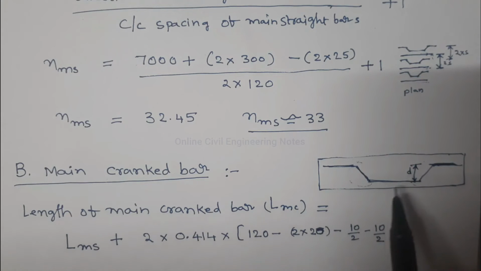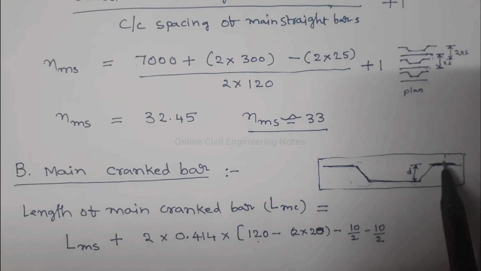This is D, which is equal to total depth 120 minus this cover minus this cover. 120 minus 2 into 20 mm. Therefore 2 into 20 minus center of this reinforcement is 10 by 2. Similarly here 10 by 2.